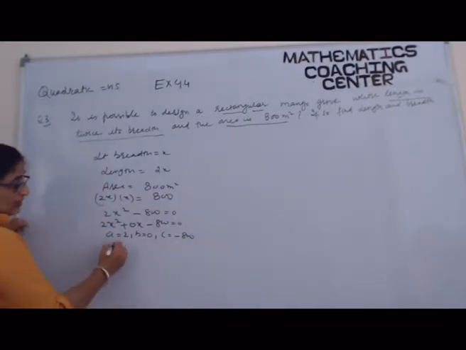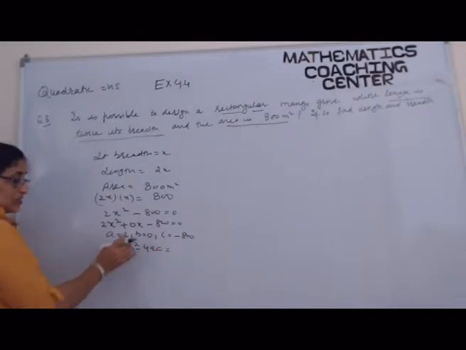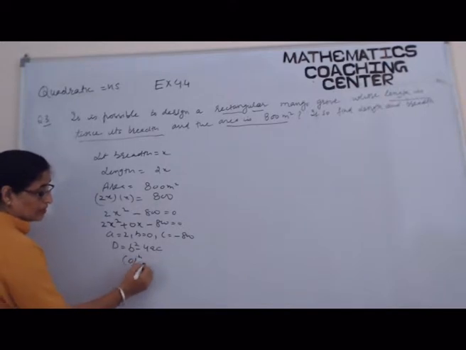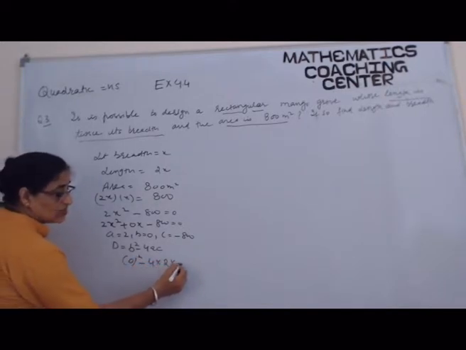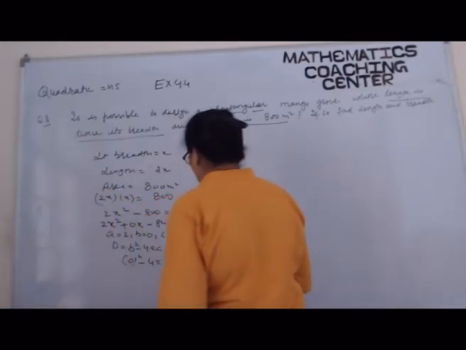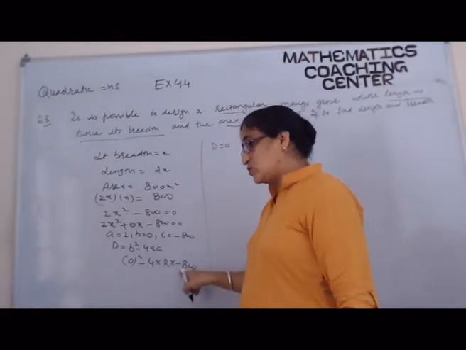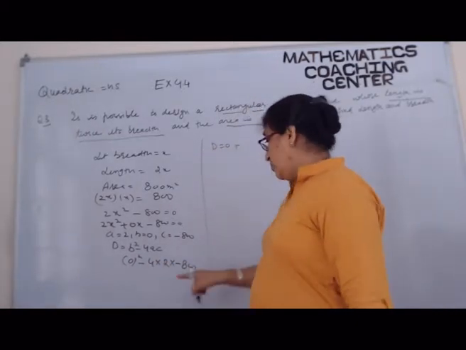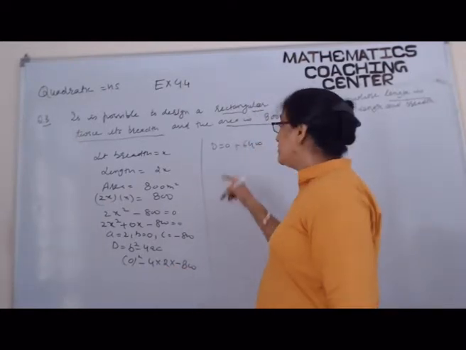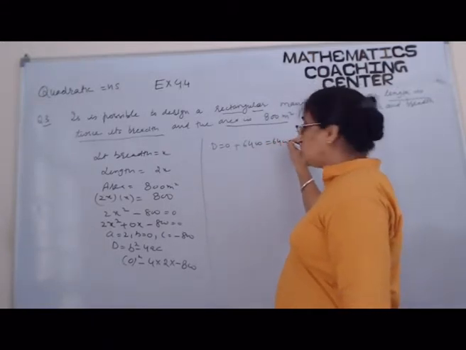Now you have to find d. d is equal to b square minus 4ac. b square means 0 whole square minus 4, a is 2 and c is minus 800. So you get 0 whole square, that is 0, minus minus plus 4 into 8, 8 into 64, that is 6400. Your result is 0 plus 6400, that is equal to 6400.